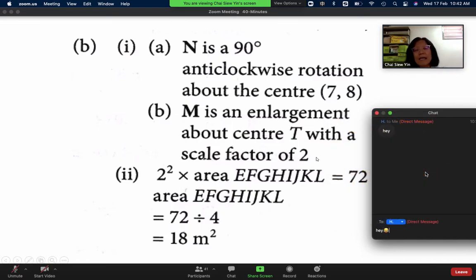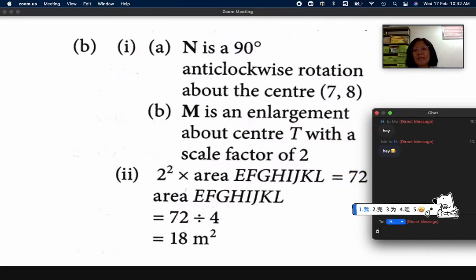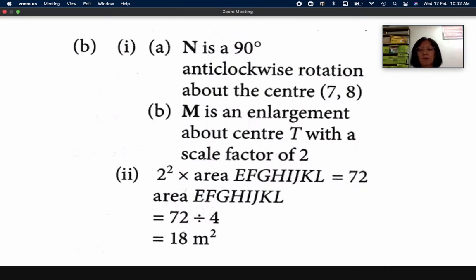And in our SPM, always every year, Part A, the answer will be rotation. So you need to find out whether it is clockwise or anti-clockwise. The angle will definitely be 90. And you need to find the center, that's all. For Part B, always enlargement. You need to find where's the center and, of course, the scale factor. And usually the scale factor is 2. Right? So if you are not too sure, you just write down the answer.